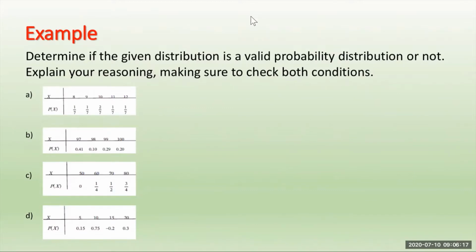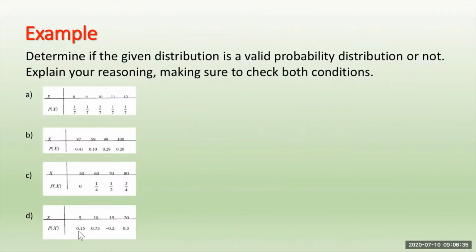And in this example, let's see what is asked. Determine if the given distribution is a valid probability distribution or not. So we have to check here the distributions are given. We have to check whether these are the valid probability distribution or not.